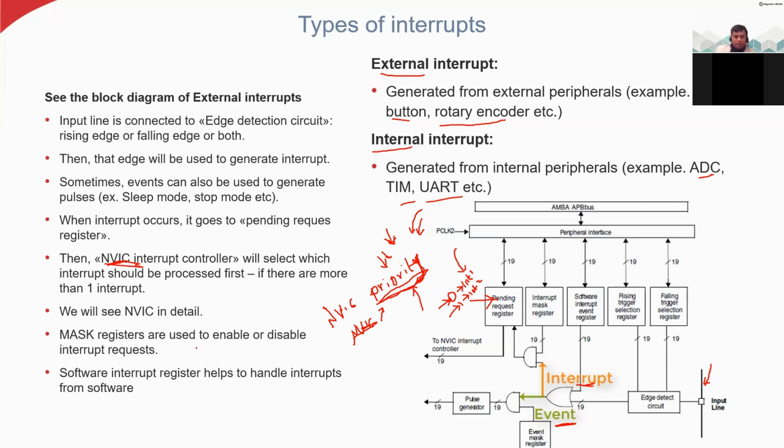Okay, mask registers are used to enable or disable interrupt requests. So here, this is the mask register. Sometimes we need to mask some interrupts. If some interrupts are not really important, we can hide them. We set up the don't care condition. And sometimes we also have the software interrupt register. It helps to handle interrupts from software.